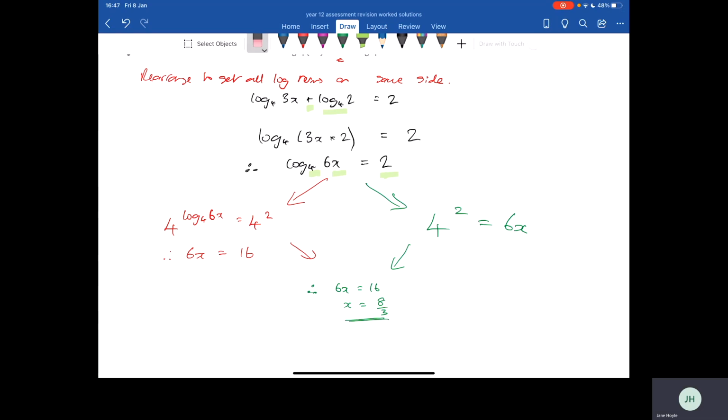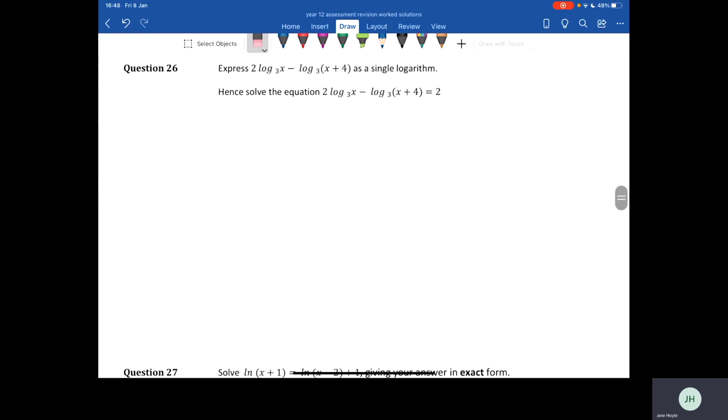So which of these do you prefer? I think for me, it depends on the context of the question as to whether I do that or do that. Probably for the simpler ones, I would do that one there, but you can see it doesn't matter. Both of them are certainly valid ways.